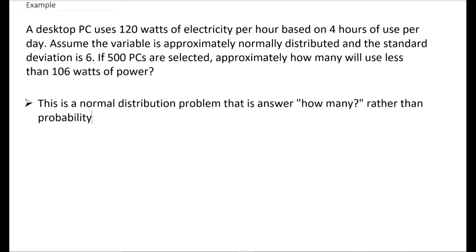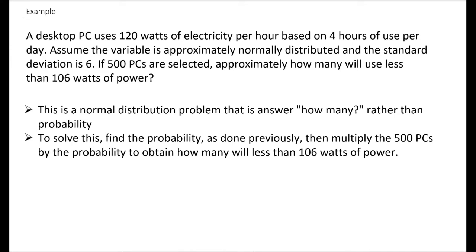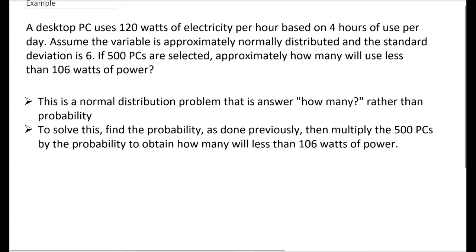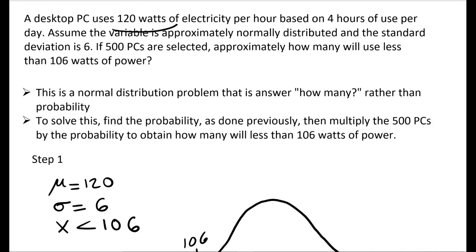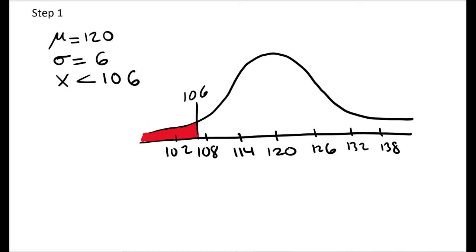So we're going to answer this question by doing what we've done previously, by finding the probability using those 3 steps, and then we multiply the 500 PCs by that percentage to obtain how many will actually have less than that much power. So step 1, we know that the mean is 120. The average PC uses 120 watts of electricity with a standard deviation of 6. And then we're looking for less than 106. So x is less than 106. So we draw the normal distribution with the mean in the middle, spaced out by the standard deviation of 6 and minus 6 on each side.